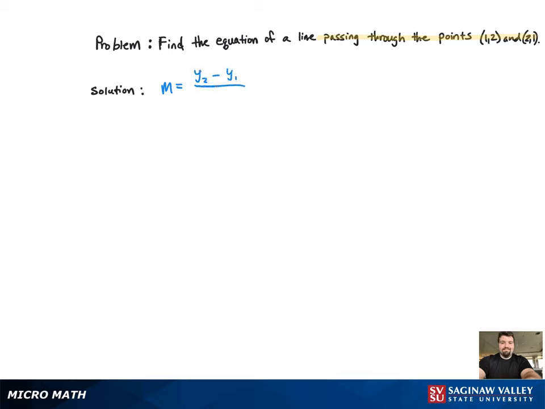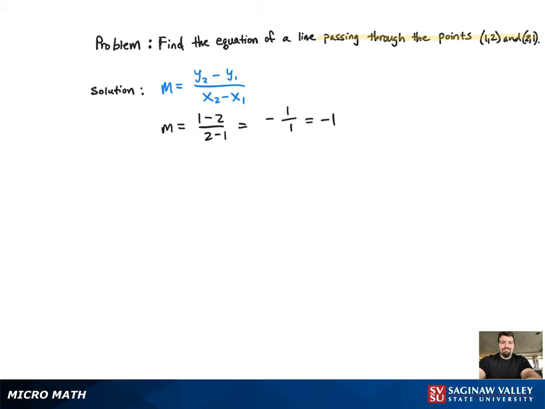There's the generic equation. It doesn't matter which point you call (x1, y1) and which one you call (x2, y2). We're just going to go in order, call (1, 2) the first point and (2, 1) the second point. Now plugging those in, we're going to solve for m. And it's negative 1 over 1, which equals negative 1.